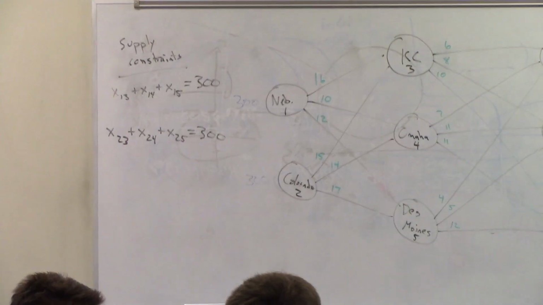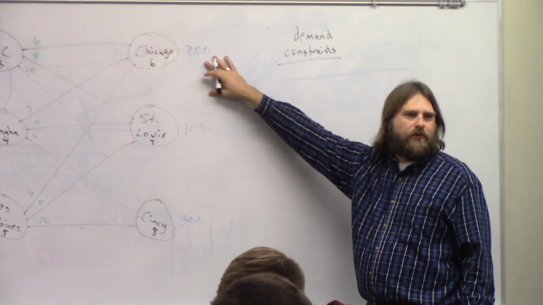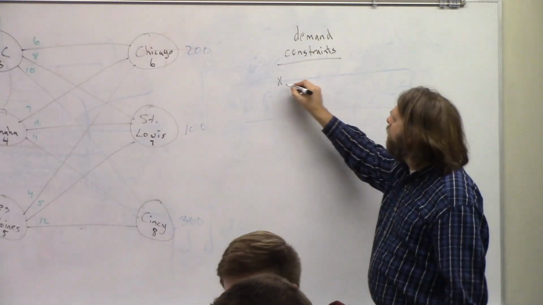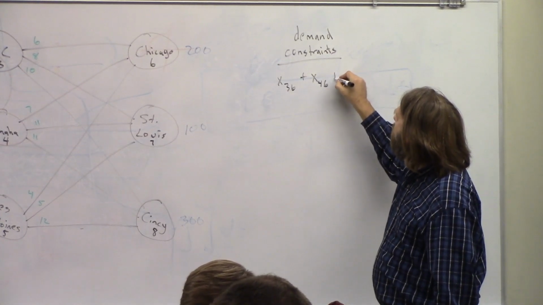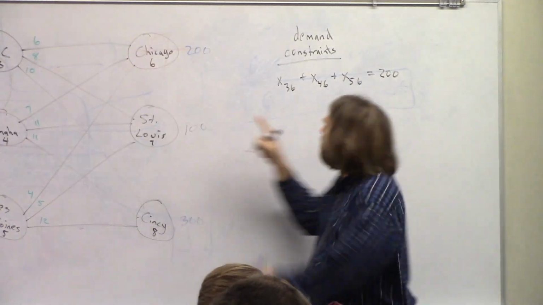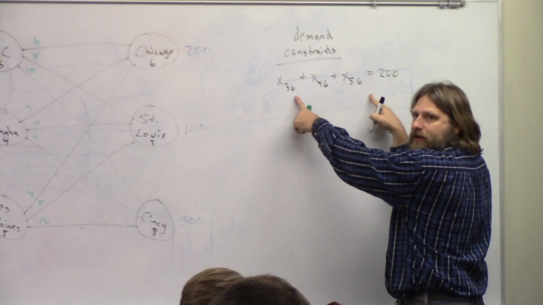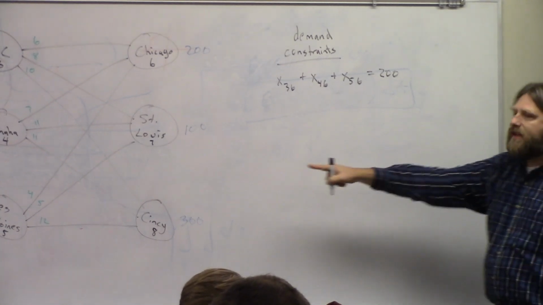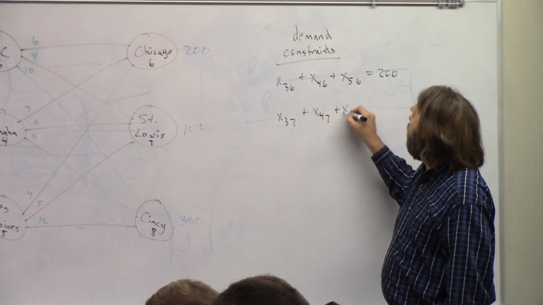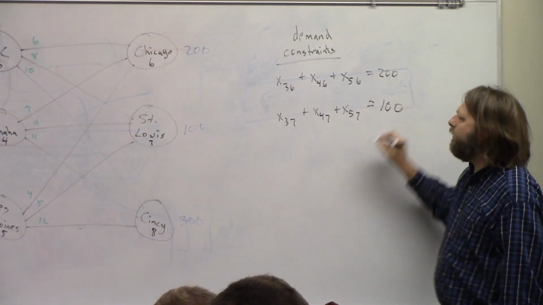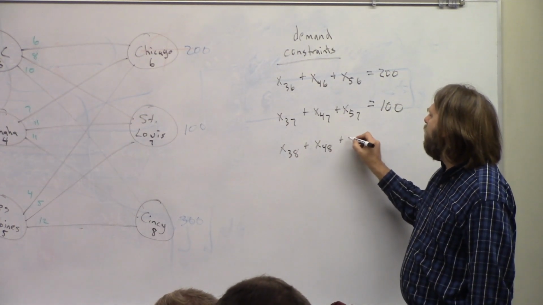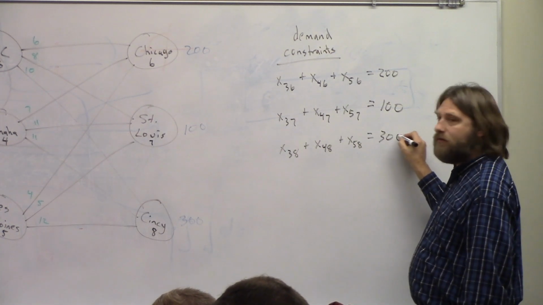How about the demand? What's the demand constraint going to be for Chicago? It'd be x36 plus x46 plus x56 is equal to 200, because that represents all the stuff that's coming in to the Chicago location. We see that by having the 6 as the last subscript here. How about St. Louis? x37 plus x47 plus x57, and that has to be 100. And then Cincinnati, x38 plus x48 plus x58 is 300.